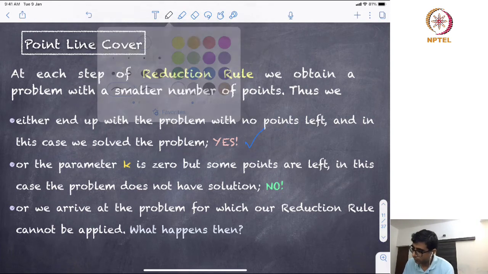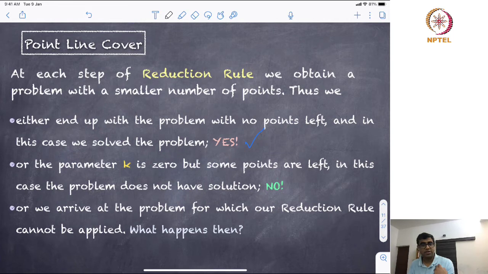Or the parameter k is 0, but still some points are left. We are applying this reduction rule every time: look, there is a line which covers so many points. If you do not pick it, then your budget will be large. So, you apply this rule, but you have applied this rule exhaustively, and still there are some points left. Then you know that there is no way that we can cover all these points with just k lines.